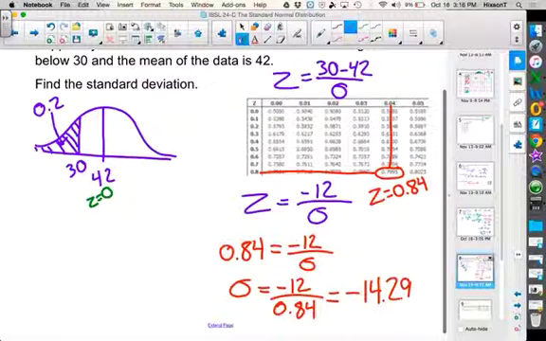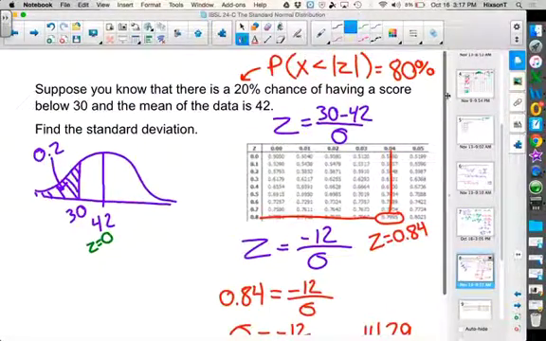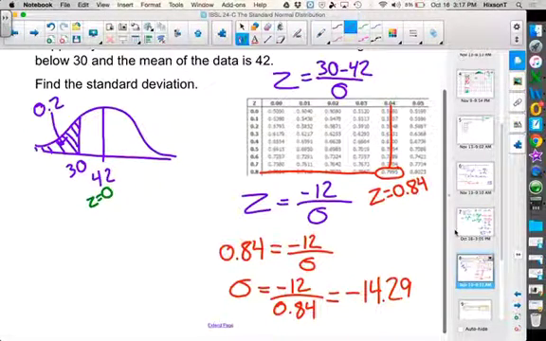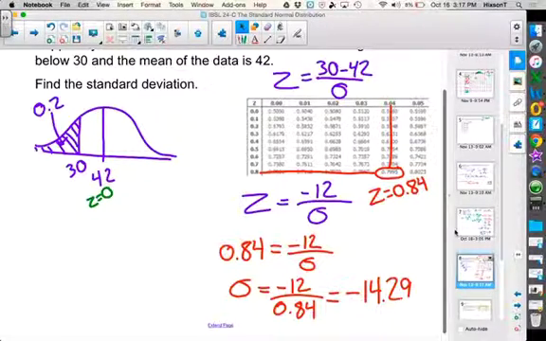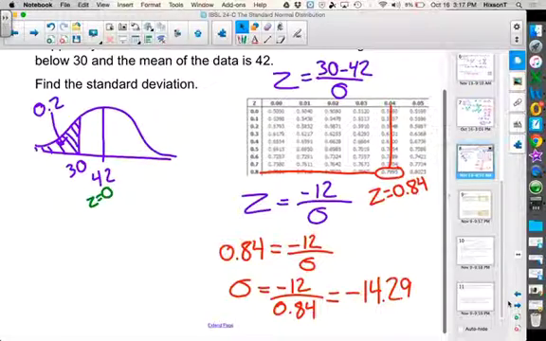Okay, good. And guess what? It makes sense that it's bigger than 12, because look, 30 is 12 below the mean, and it's only at 0.84. All right? So a z-score of negative 1, it makes sense, would be even lower than 30. Okay? So good. So we can use different data to help us find a standard deviation for a whole set. Okay? All right, we'll get into that more on Monday.